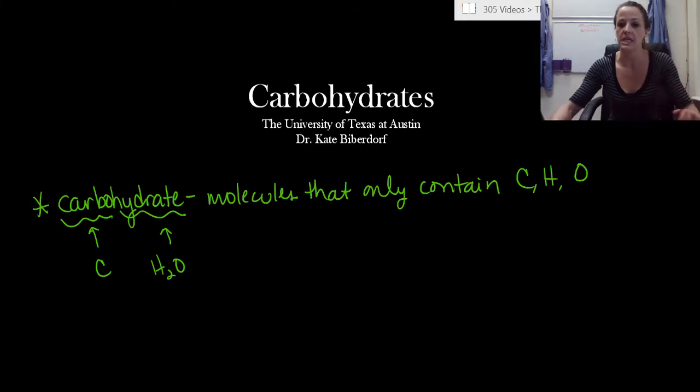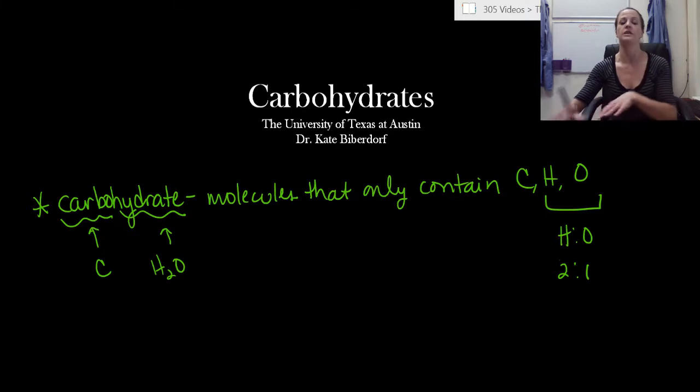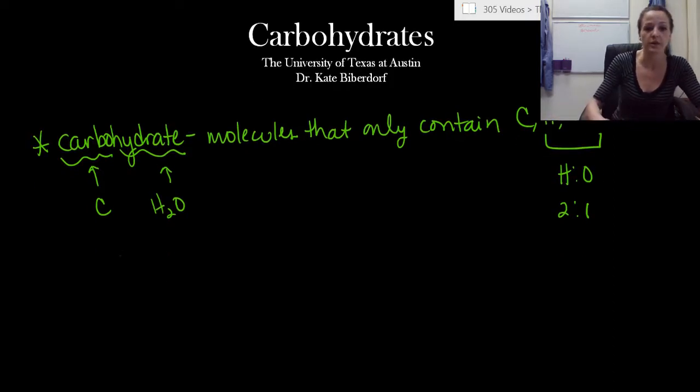But what's really, really neat is that in this molecule or molecules, whatever we're discussing, the hydrogen-oxygen ratio is always going to be 2-to-1 because it's always a water component. So keep that in the back of your mind that it always has to be a 2-to-1 ratio for a carbohydrate. So now, what are your carbohydrates? We already identified them. They're your sugars and your starches.